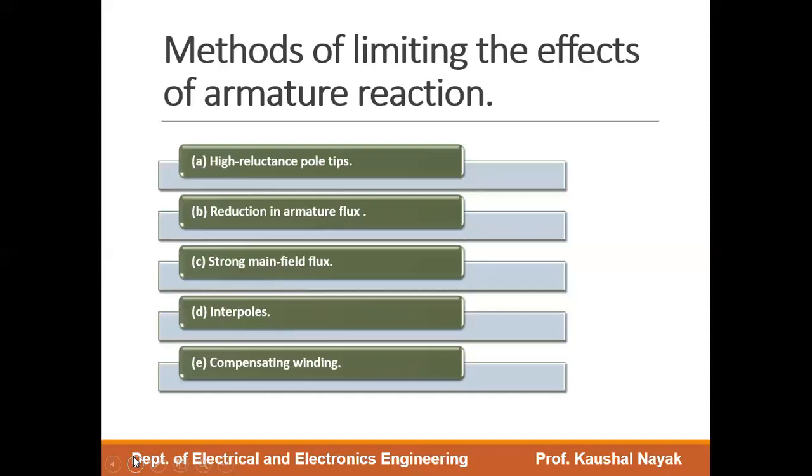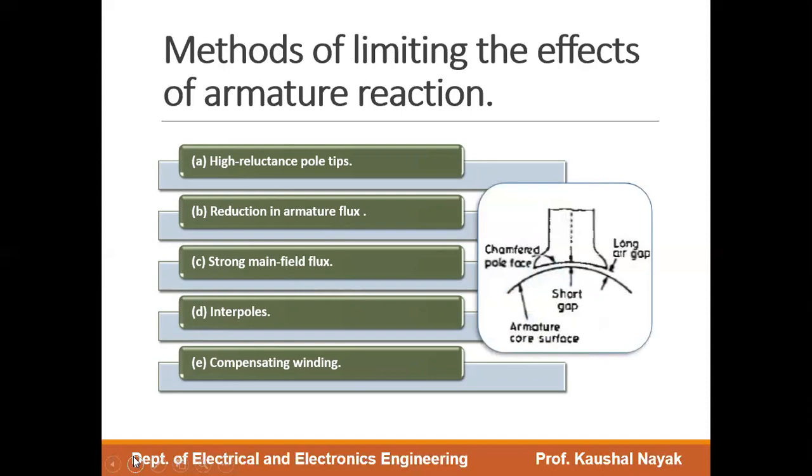High reluctance pole tips. If the reluctance of the pole tips is increased, then the magnitude of armature cross flux is reduced and the distortion of the resultant flux density wave is minimized. The reluctance of the pole tips can be augmented by using eccentric pole shoes, also called chamfered. A machine fitted with chamfered or eccentric pole face has a short air gap at the pole center and longer air gap lengths under the pole tips. That is, the profile of the pole shoes is not concentric with the armature core, as shown in the figure.